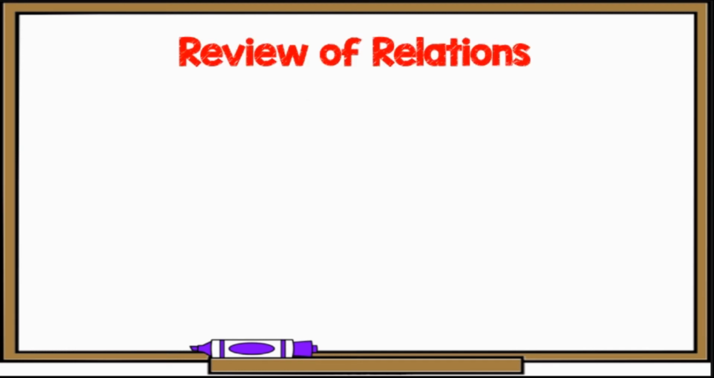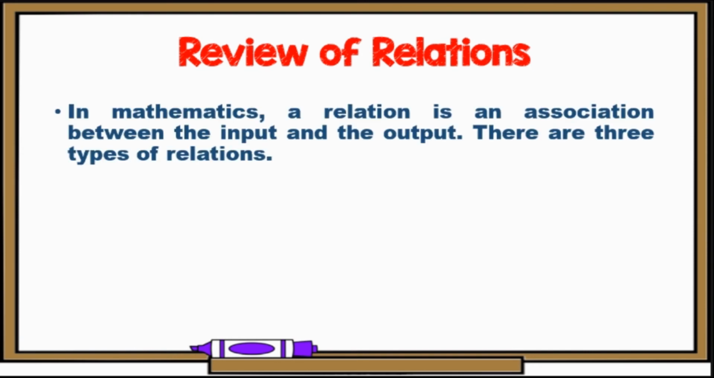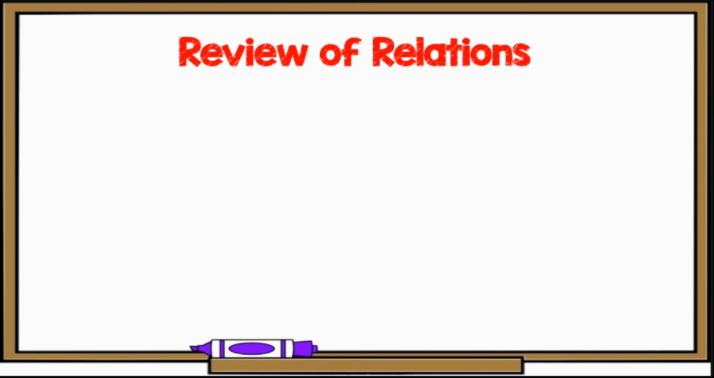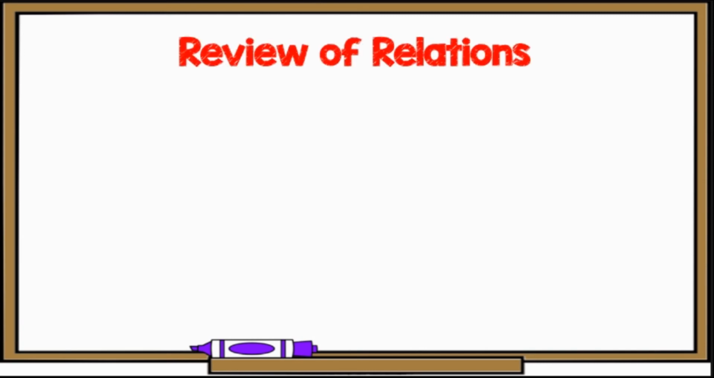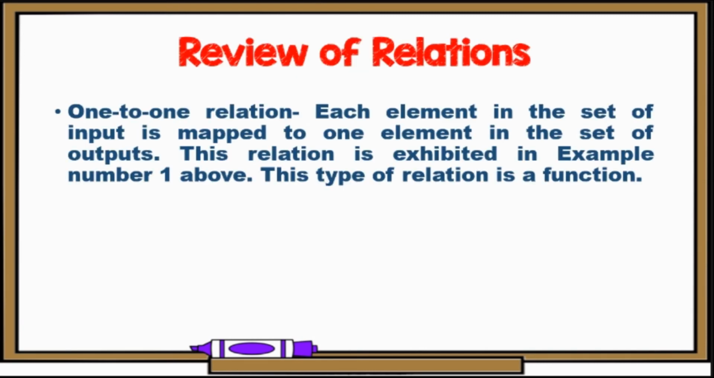Let's also have a quick review of relations. In mathematics, a relation is an association between the input and the output. There are 3 types of relations. First, we have one-to-one relation. Each element in the set of input is mapped to one element in the set of outputs. This relation is exhibited in example number 1 above. This type of relation is, of course, a function. You can go back to example 1 so that you can understand this definition better.